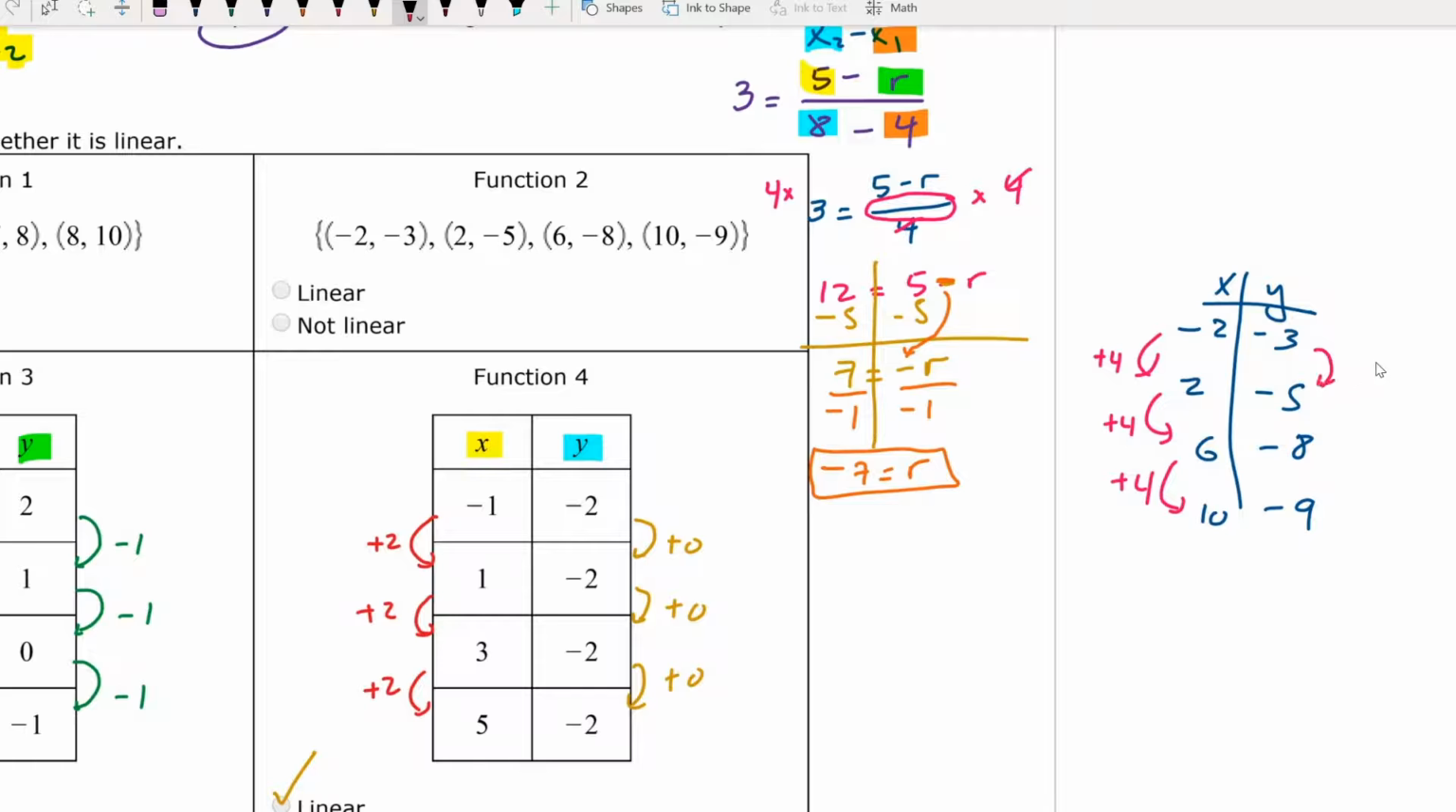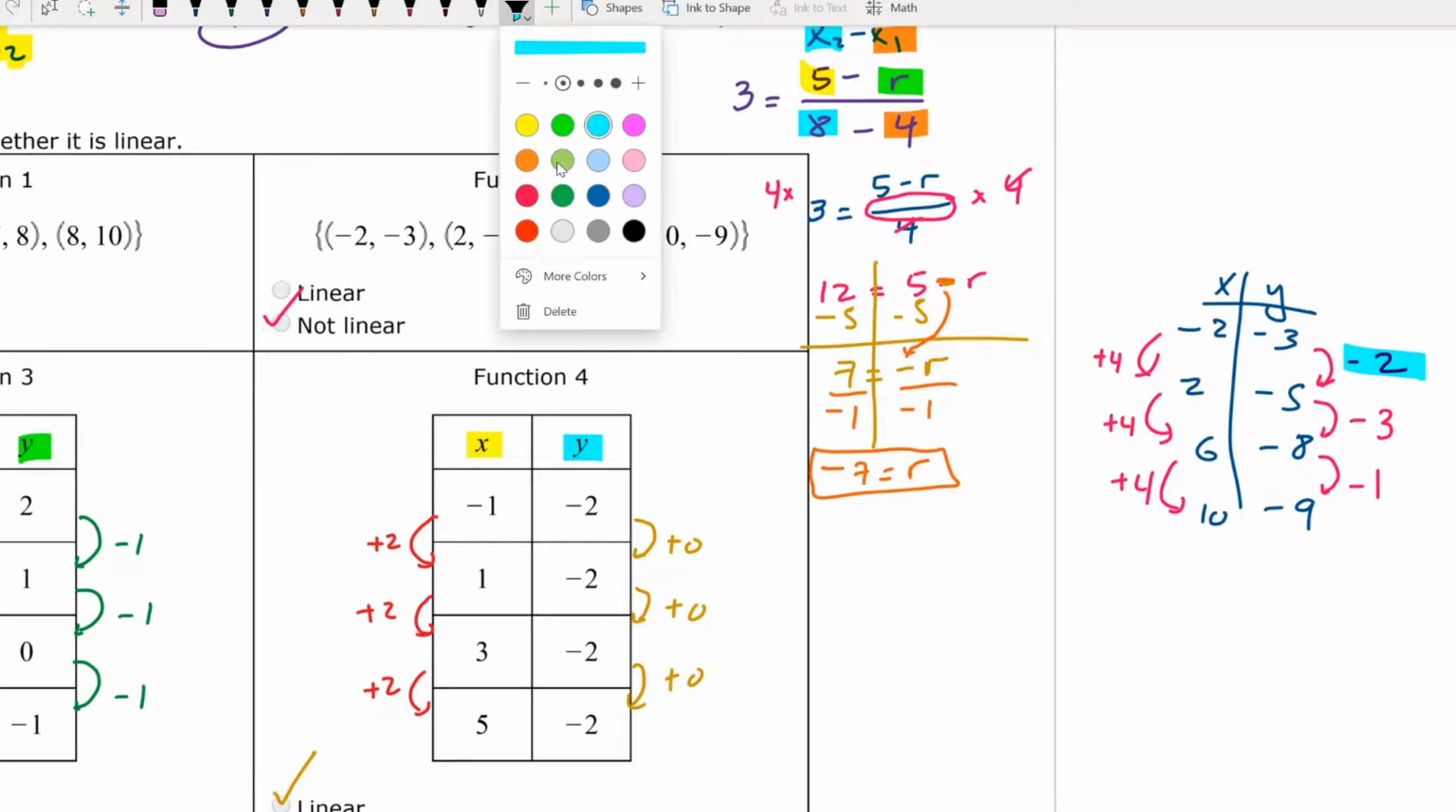-3 goes to -5, you minus 2. -5 to -8, you minus 3. -8 to -9, you minus 1. So as you see, the y value does not increase or decrease consistently by the same number, so it's not linear.